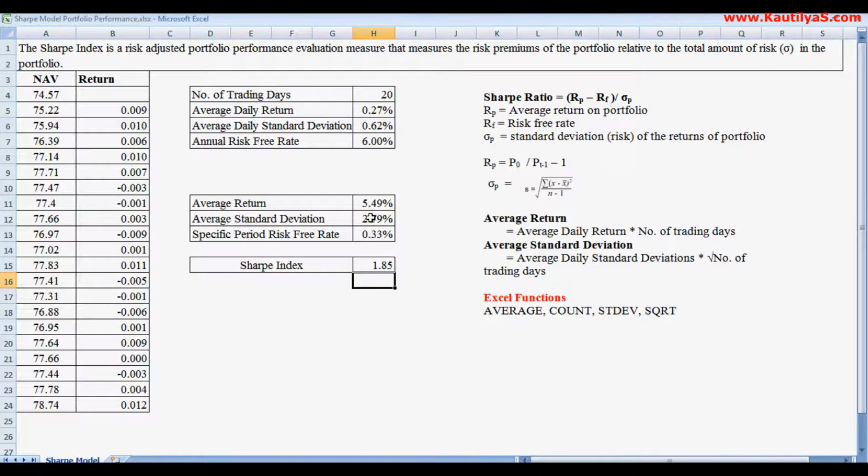The higher the Sharpe index, the better the portfolio performance, and Sharpe indexes are used to compare two or more funds. So in our case the Sharpe index is 1.85.